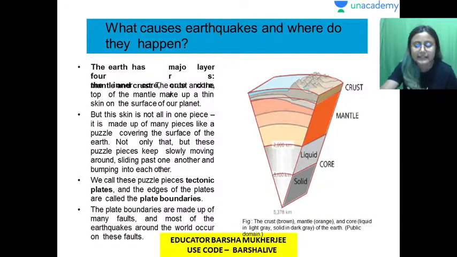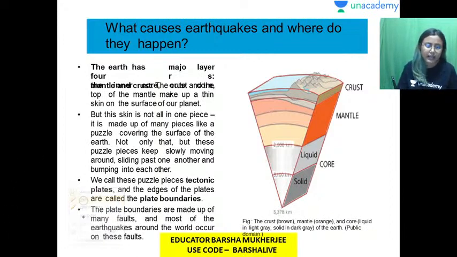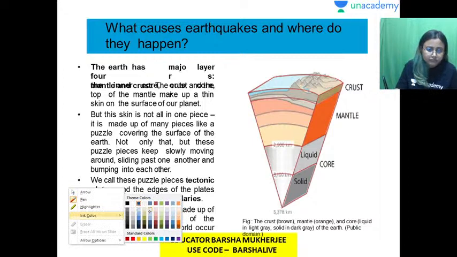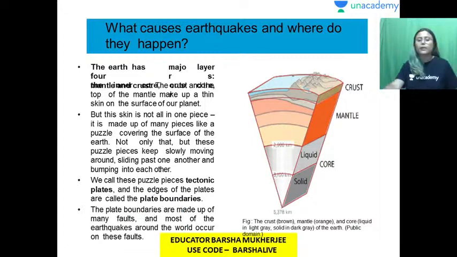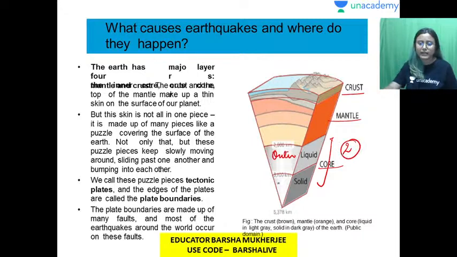Correct. Now again same question, what causes earthquakes and where do they happen? So we just discussed the very same thing, like earth has three layers: crust, mantle and core. Core can be again broadly divided into two more types, that is outer core and inner core. Okay, we see that the outer core is in liquid form and the inner core is in solid form. So that is why we divide them further, outer and inner core.